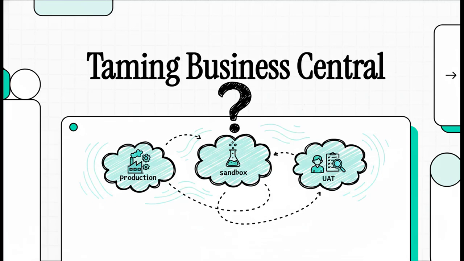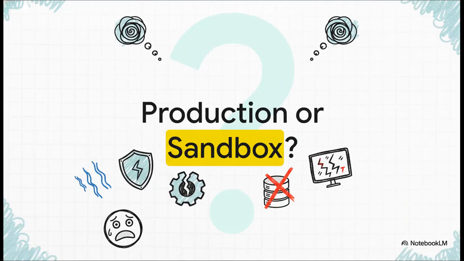All right, if you're a Business Central consultant, you know exactly the feeling I'm about to describe. It's that hard-stopping moment of panic. You're juggling what? 3 clients? Each one has a production, a sandbox, a UAT, and they all look completely identical. And for just a split second, you ask yourself that terrifying question. Am I in production right now or am I in sandbox? Come on, we've all been there.